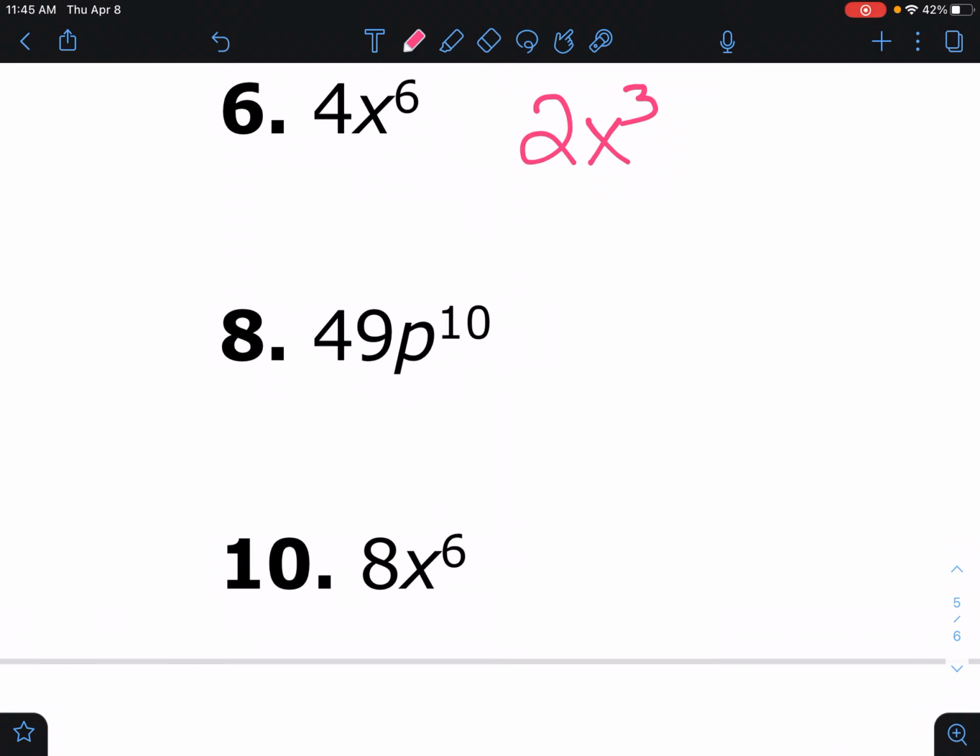All right, number 8, 49, yes. P to the 10th, yep, that's even. So square root of 49 is 7. Square root of p to the 10th is p to the 5th. So the square root of this would be 7p to the 5th.